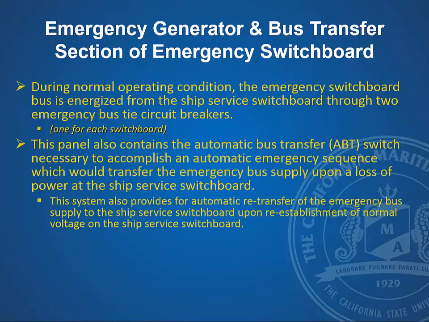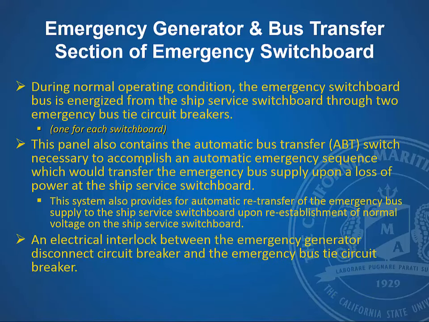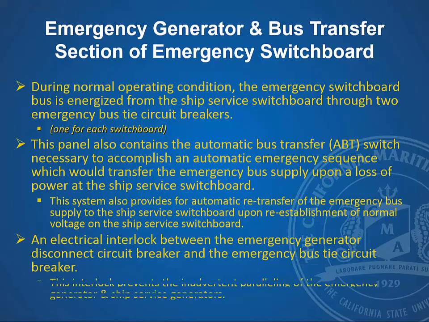This system also provides for automatic retransfer of the emergency bus supply to the ship's service switchboard upon reestablishment of normal voltage on the ship's service. An electrical interlock between the emergency generator disconnect circuit breaker and the emergency bus tie circuit breaker is provided. And this interlock prevents the inadvertent paralleling of the emergency generator and the ship's service diesel generators.